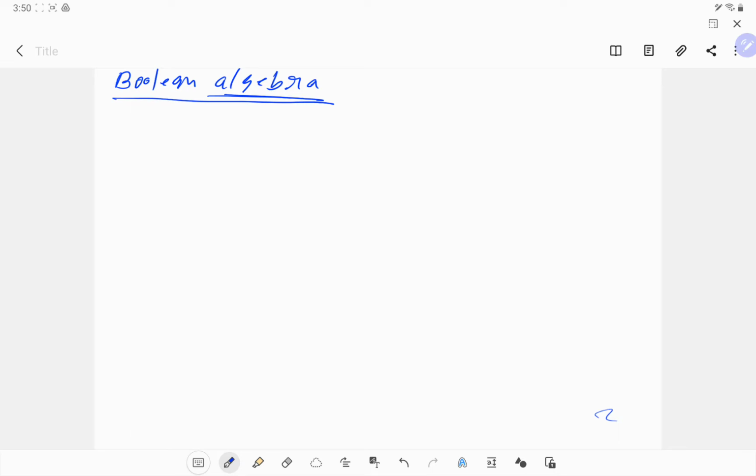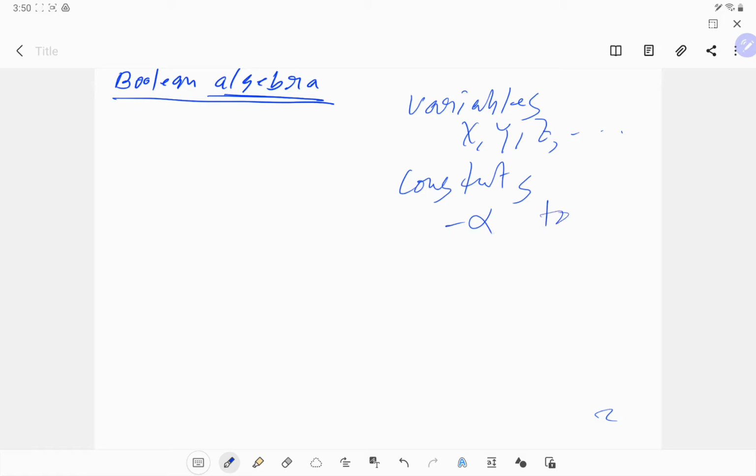So algebra consists of variables such as x, y, z. Each variable can contain a real value, positive or negative or zero. Then we got the constants. The constant can be from minus infinity to plus infinity. So any number. e is a constant, and it is also a number in the range above.